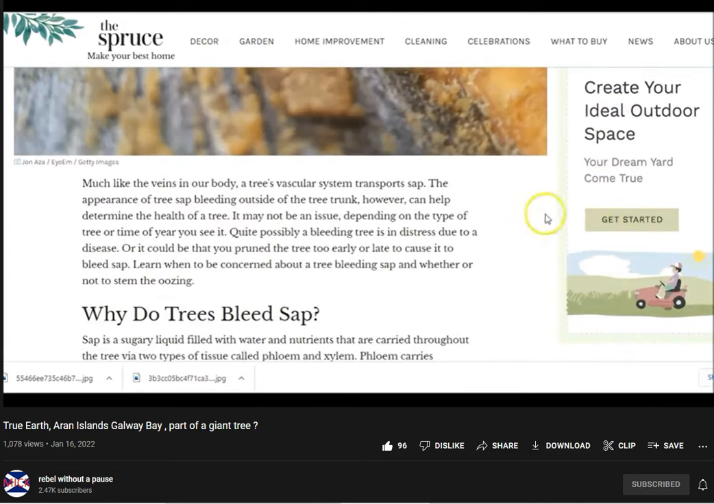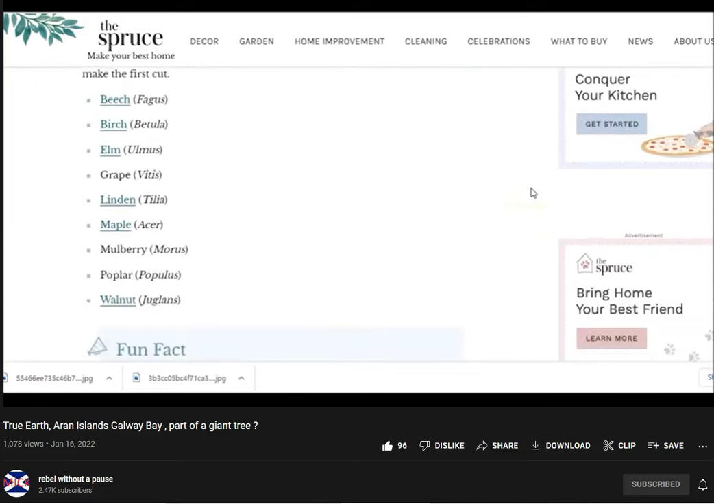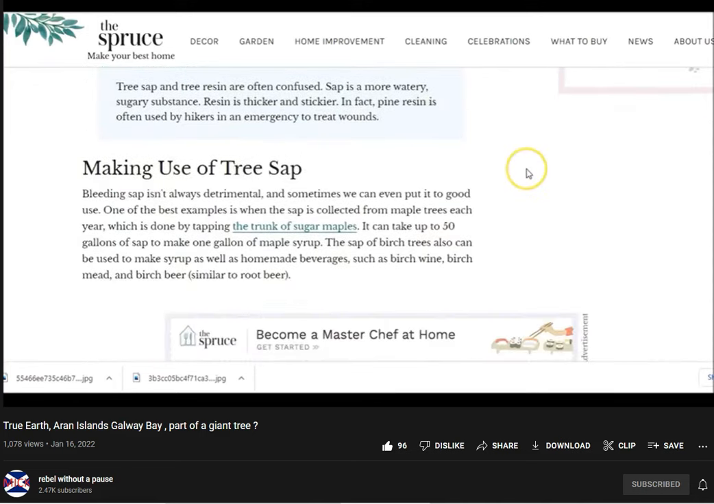Much like the veins in the body, a tree's vascular system transports sap. The appearance of tree sap bleeding outside of the tree trunk, however, can help determine the health of a tree. It may not be an issue depending on the type of tree or time of year you see it. Quite possibly a bleeding tree is in distress due to a disease, or it could be that you pruned the tree too early or late to cause it to bleed sap. Learn when to be concerned about tree bleeding sap and whether or not... I don't care about that. What I'm looking for is the different kinds of tree that it says here.